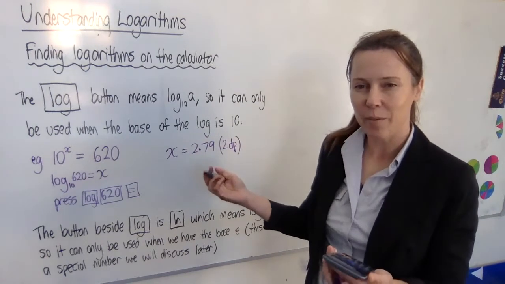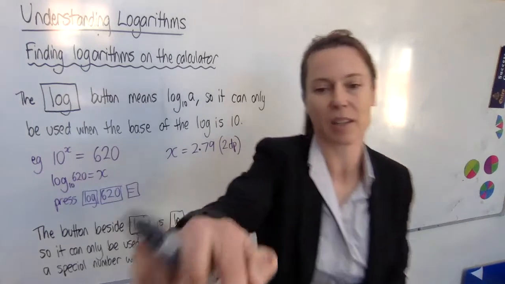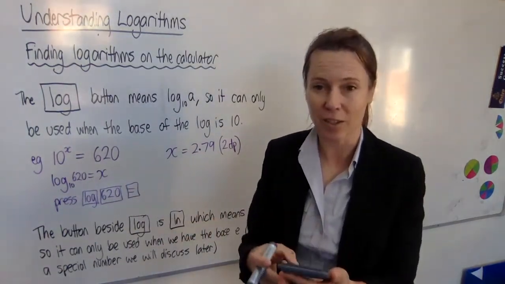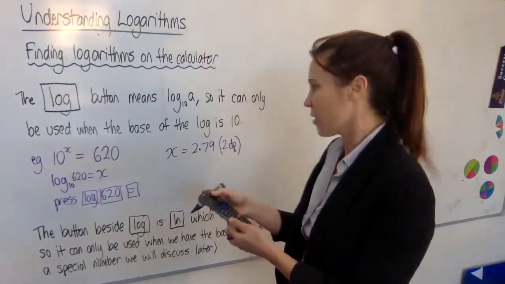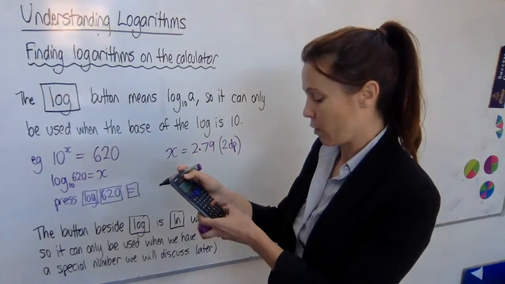Could you have done it any other way? Well, trial and error. I've just figured out that it has to be between 2 and 3. So if I didn't have this log button, it would be such a pain to do by trial and error. You could do it, but it would be really, really slow. You could say, all right, let's try 2.5. 10 to the power of 2.5, what do I get?